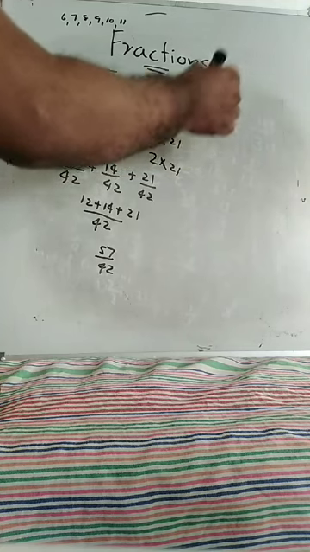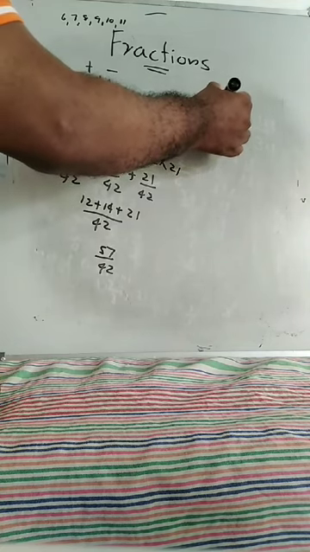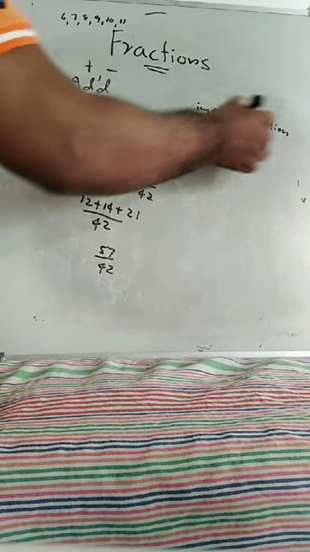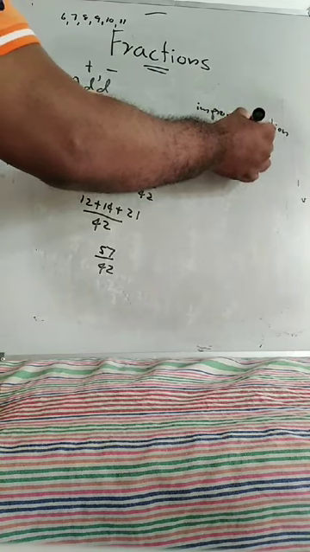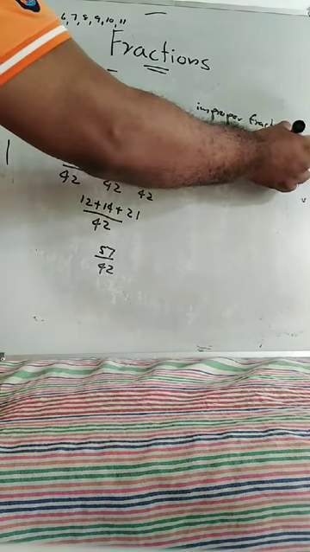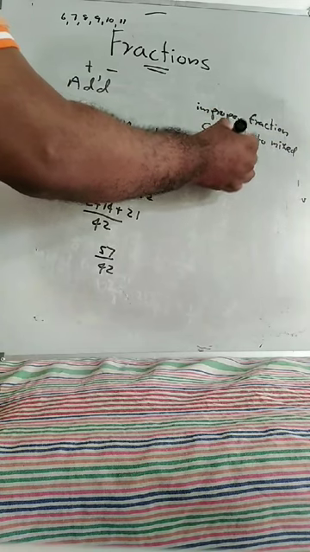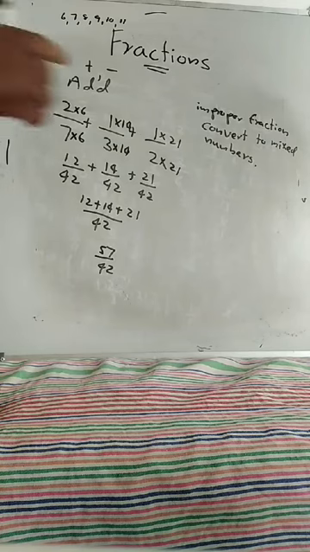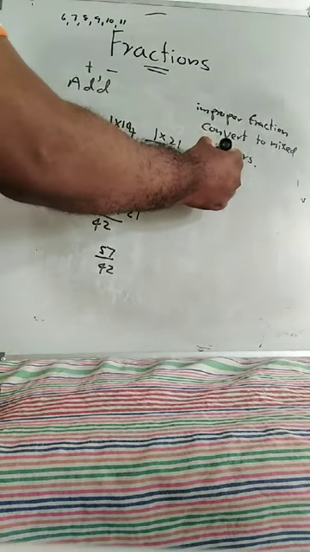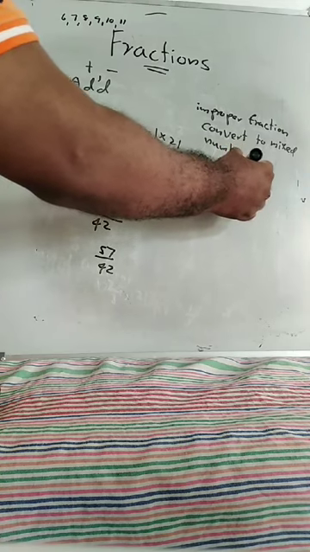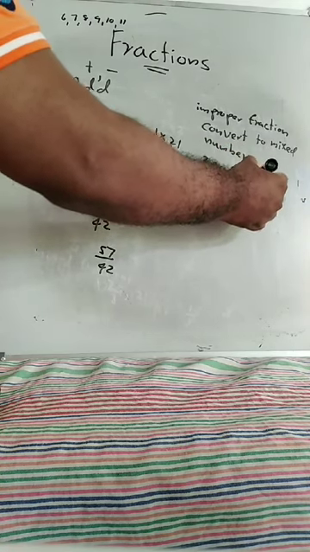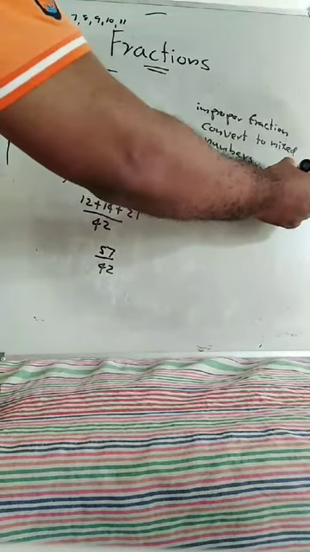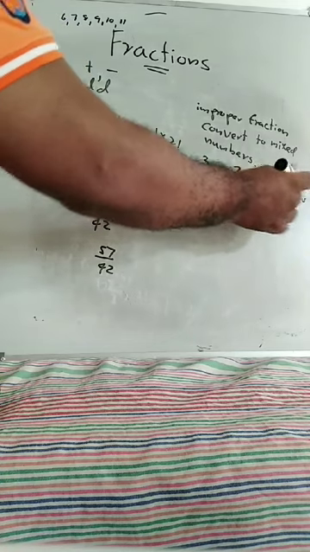Convert improper fraction to mixed number. You know, right? Then here: 3 upon 2, 7 upon 3, 9 upon 4, 57 upon 42. Here all are improper fractions.